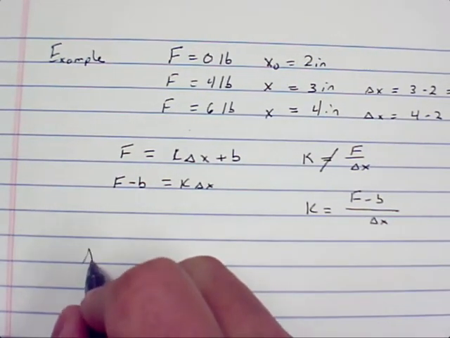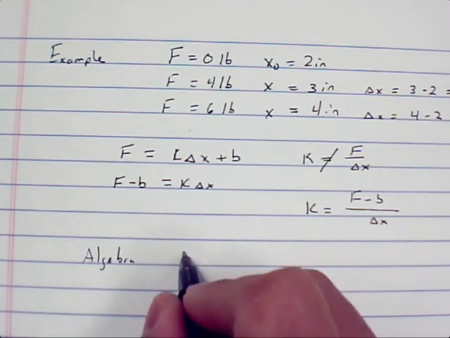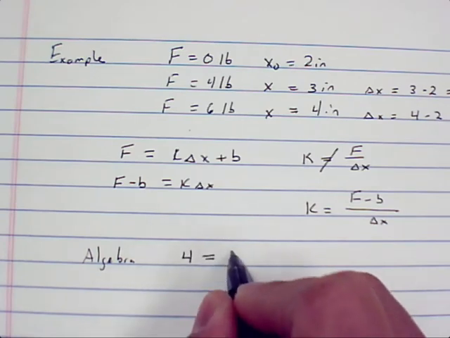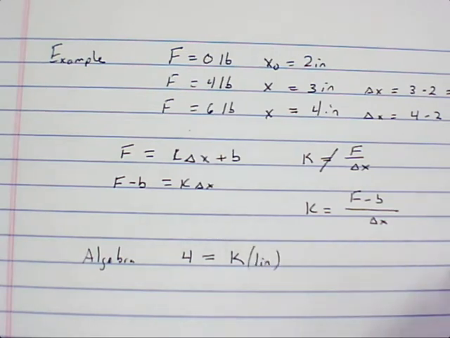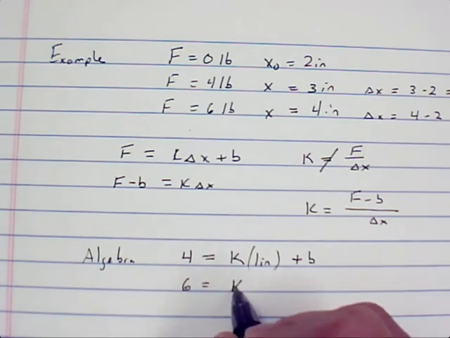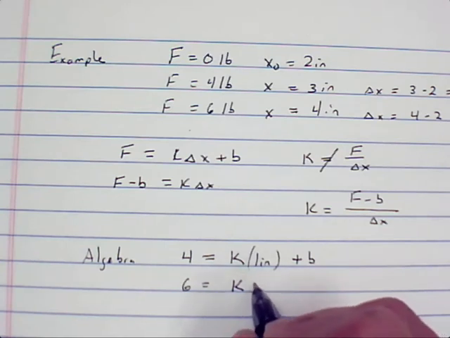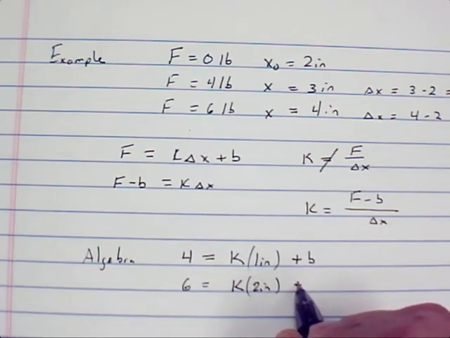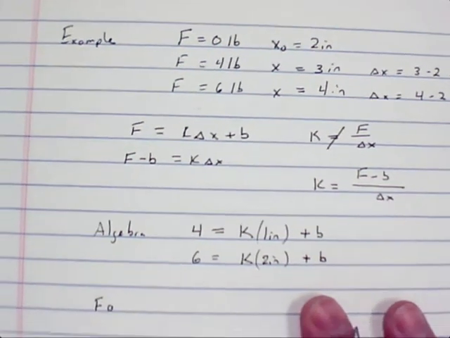So let's do a little algebra here. The force was 4 pounds, my K I don't know yet, and my delta x was 1 inch, and I have an offset B. And then my force was 6 pounds, and I don't know what K is yet, and my delta x is 2 inches, and I have an offset of B. You would want more points for Excel and for homework, but I'm just going to do 2 points here.